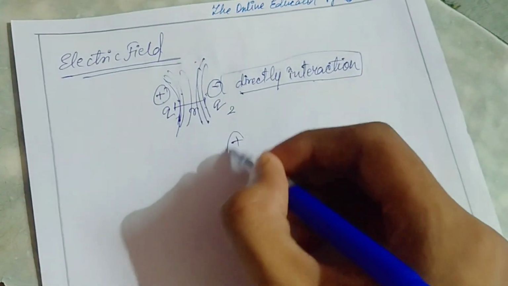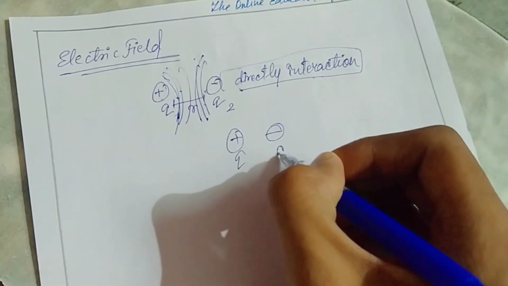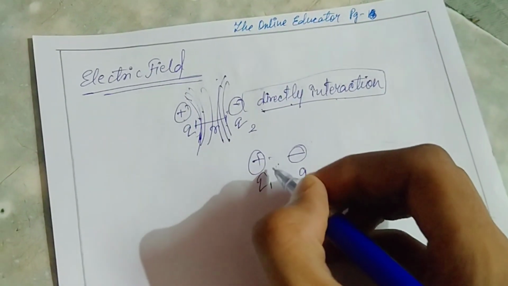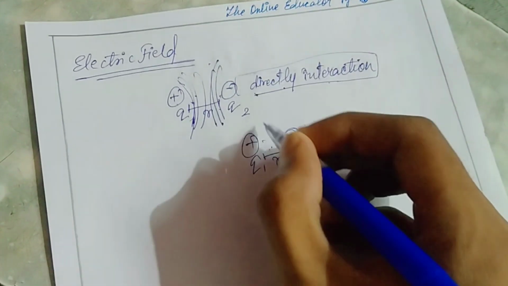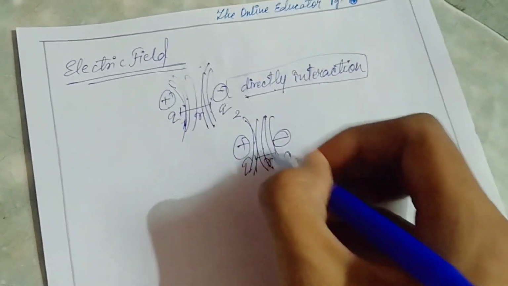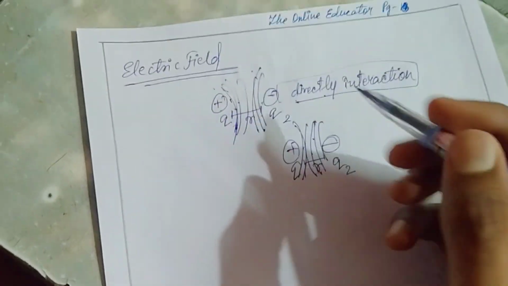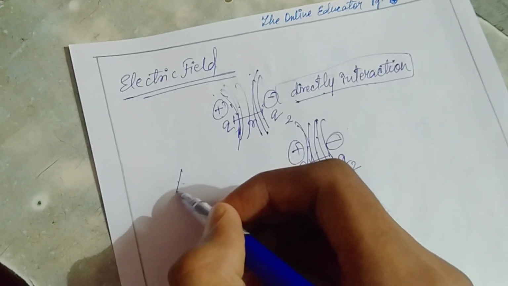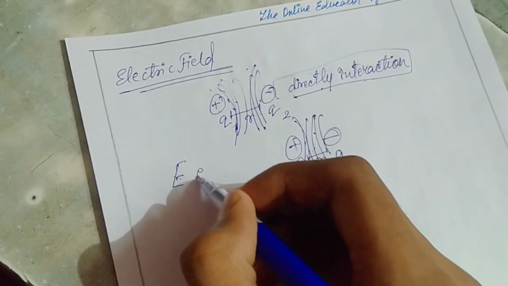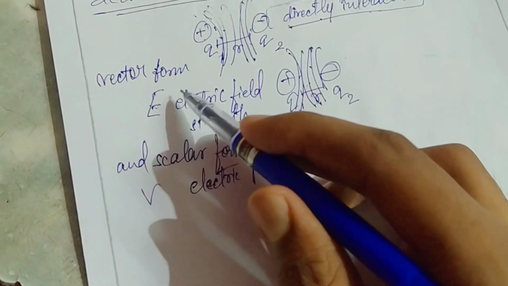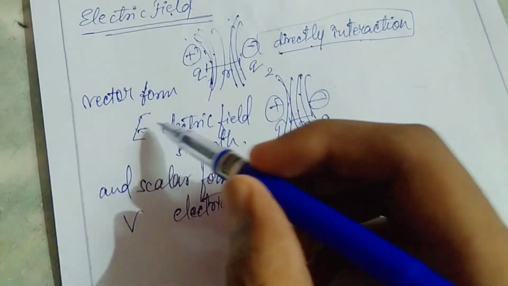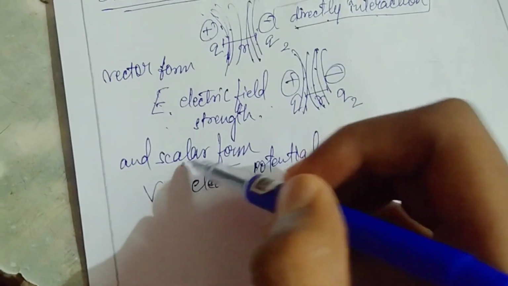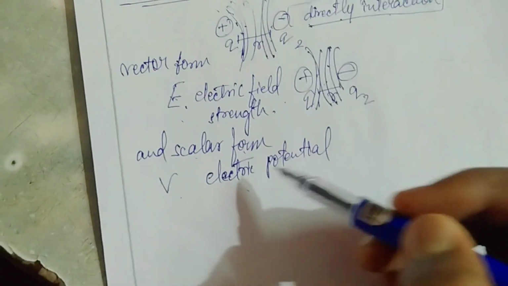So two charges are there, and they cannot interact with each other directly. To interact at this given distance r, they produce a field, and this field is called the electric field. The electric field is also called the electric field strength in vector form, and in scalar form we say V, electric potential.